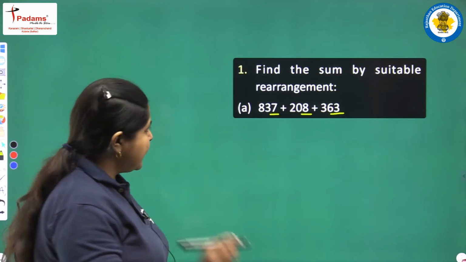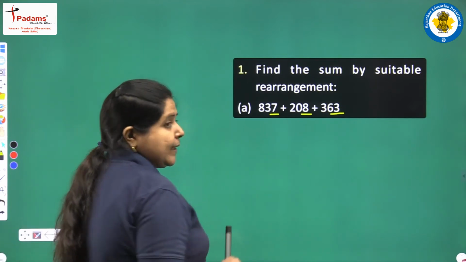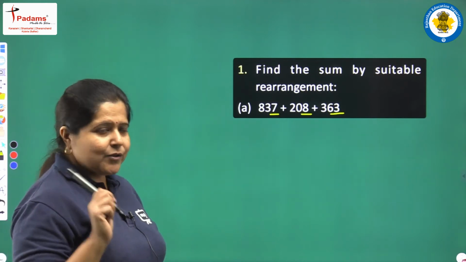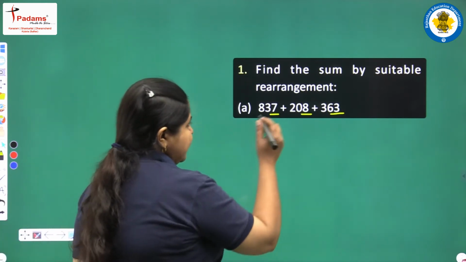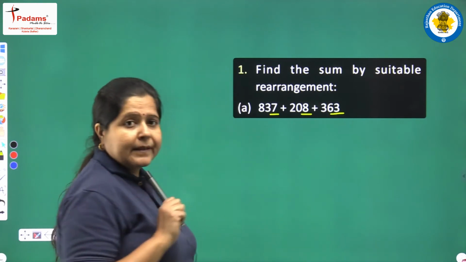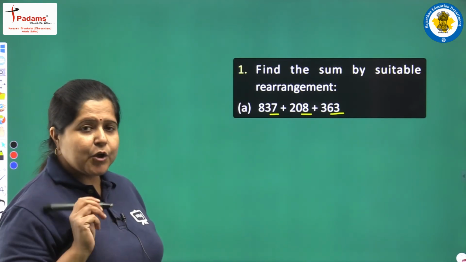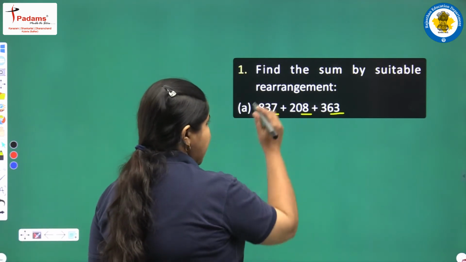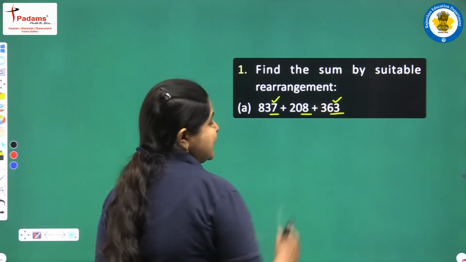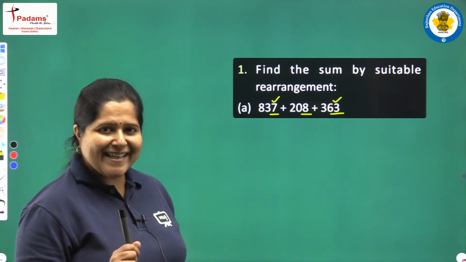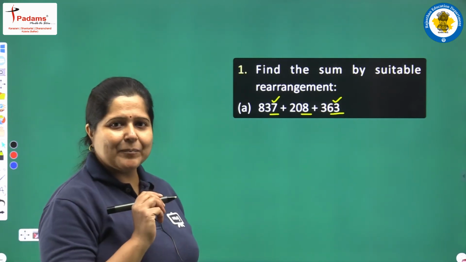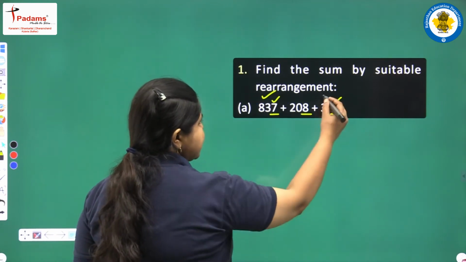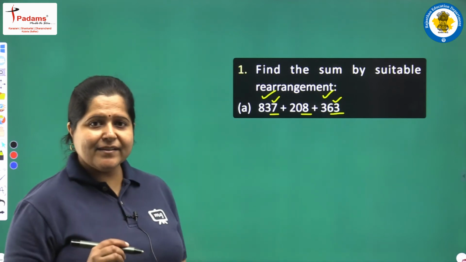We want two numbers such that on adding their units place digit, we get a 0 at the back. If we add 7 and 8, we get 15. Are we getting a 0 at the back? No. So it is not of our use. If we add 8 and 3, we get 11. Again, we are not getting a 0 at the back, so it is again not of our use. Add this 7 and this 3. 7 plus 3 is 10. Yes, we are getting a 0 at the back. So we need to pair up these two numbers first, 837 and 363.